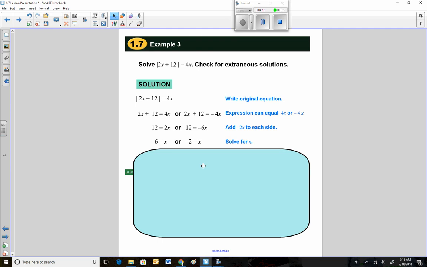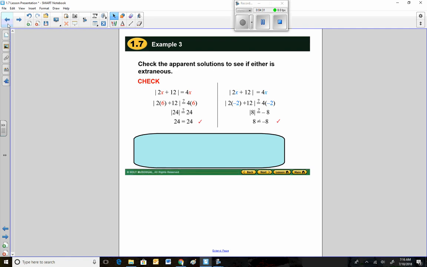Now, we have to check if one of these will or will not work, or maybe they both work. So we have to plug them back into the original equation. Let's see how that works. We place a 6 in for x, and we get 2 times 6 is 12, 12 plus 12 is 24. 24 equals 24. It works.